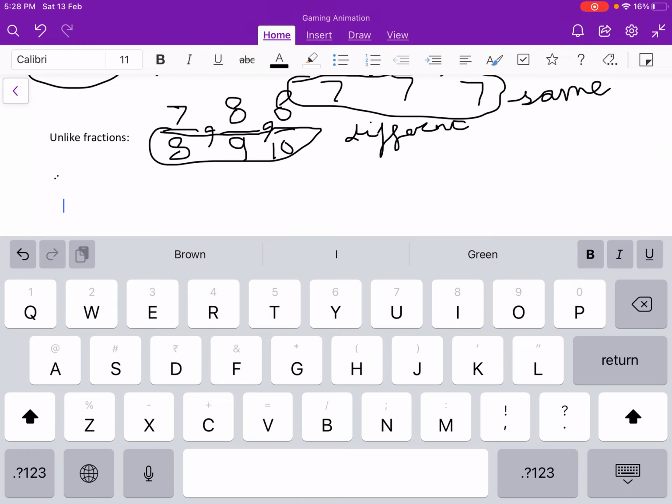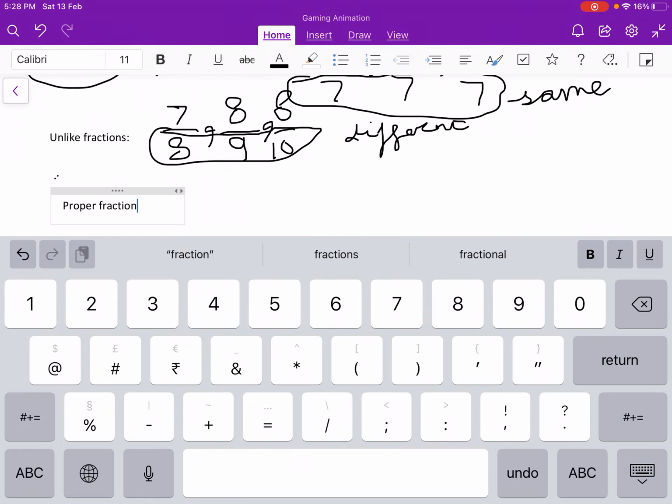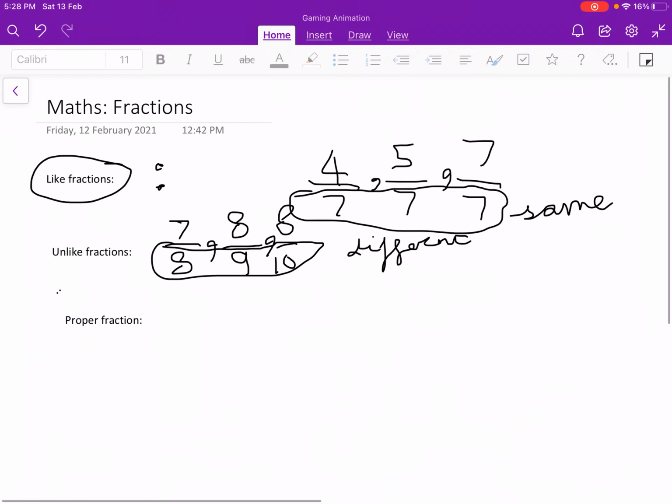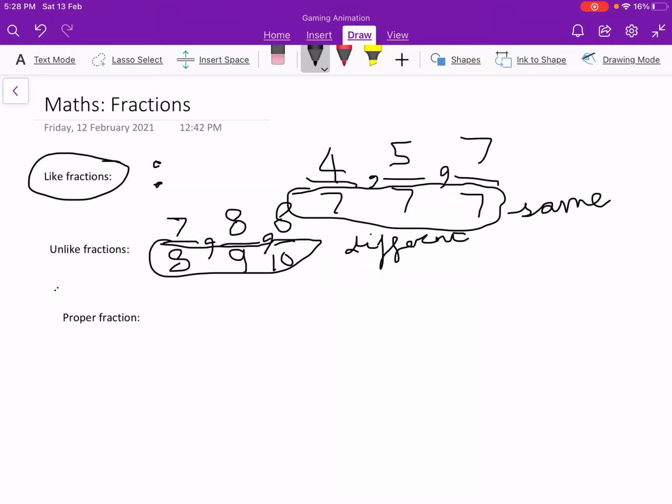So the next one is called proper fraction. So what is proper fraction? Do you have any idea what is proper fraction? No, I guess not. Okay, so proper fraction is where the numerator is less than the denominator. The value of a proper fraction is always less, okay? So proper fraction means the numerator is smaller than the denominator. Always. That's called a proper fraction.